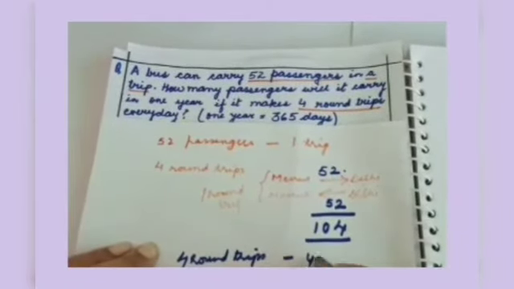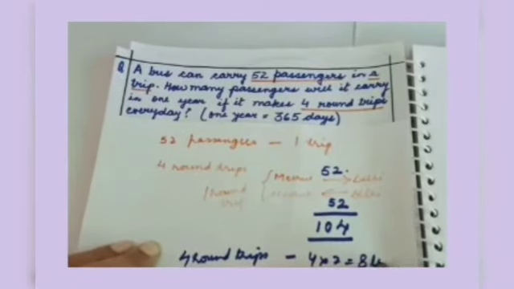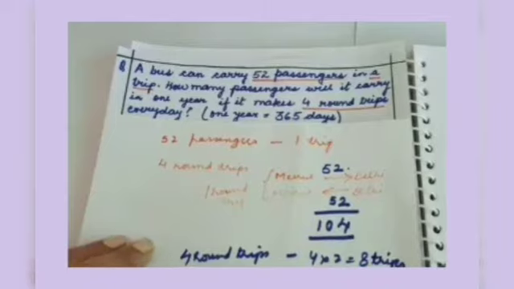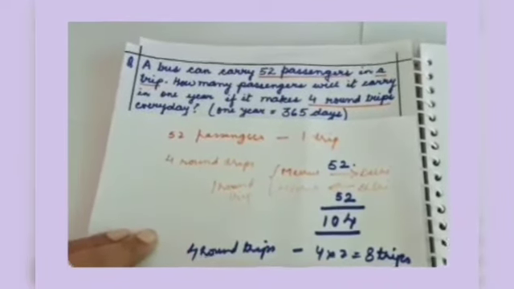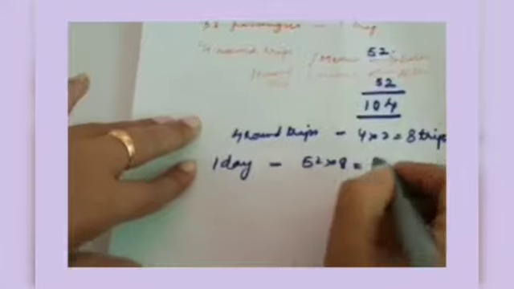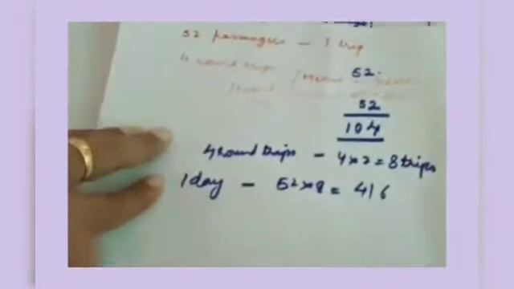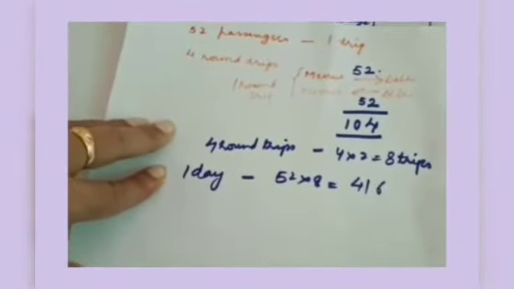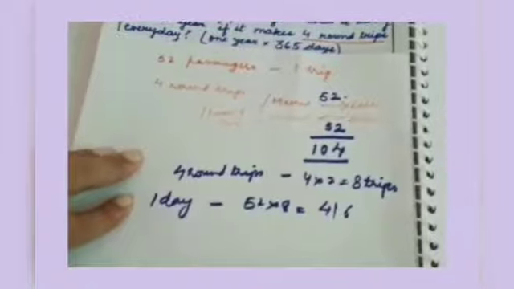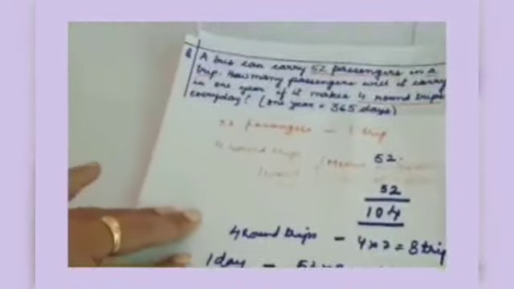It means if I talk about 4 round trips, that means 4 into 2, that is 8 trips. So in one day, how many passengers will the bus carry? 52 multiplied by 8. That is 416 passengers the bus will carry in one day in 4 round trips. Have you understood this basic thing, beta?